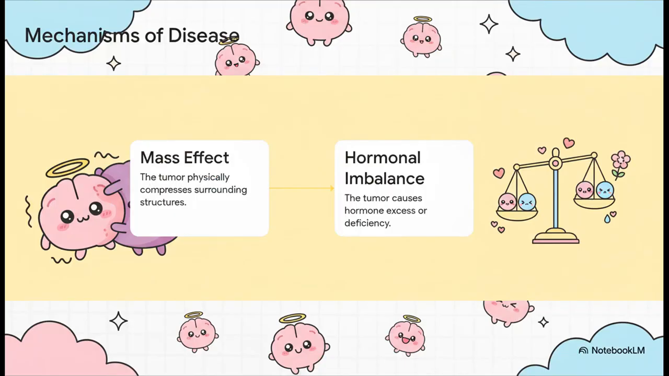When these tumors do cause disease, they do it in 2 fundamental ways. First is through mass effect. That's where the physical bulk of the tumor just presses on everything around it. And second is through hormonal imbalance, which can be either too much hormone from a functioning tumor or not enough hormone because the tumor is squishing the normal gland.